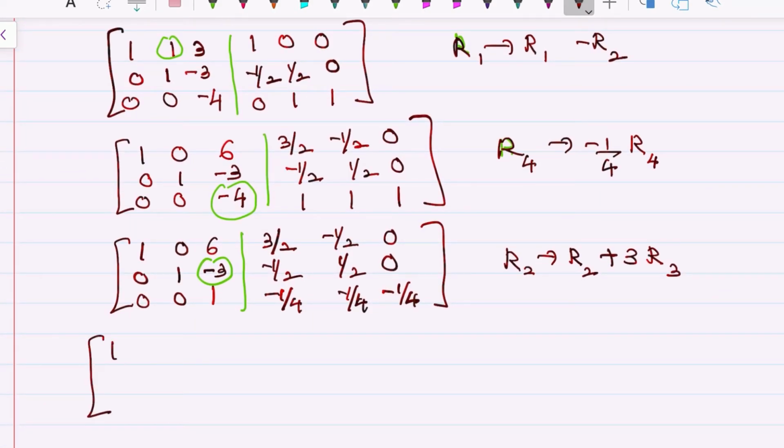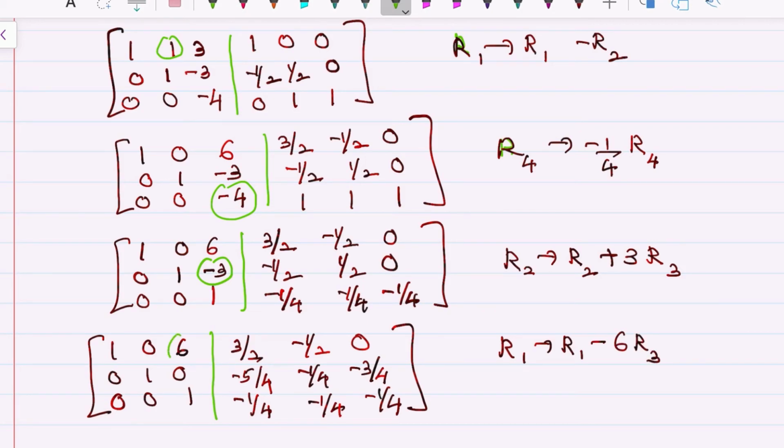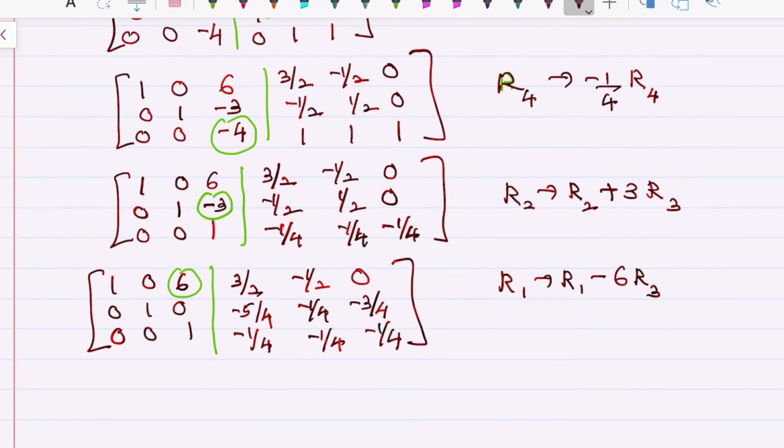So the second row becomes 0, 1, 0, and then here you get 3 by 2, minus half, 0. The second row becomes minus 5 by 4, minus 1 by 4, minus 3 by 4. You can do the calculations on your own. I'm giving you the final values. And now if I were to do R1 minus 6 times R3, then this entry becomes 0. So that is what we would be working on now.